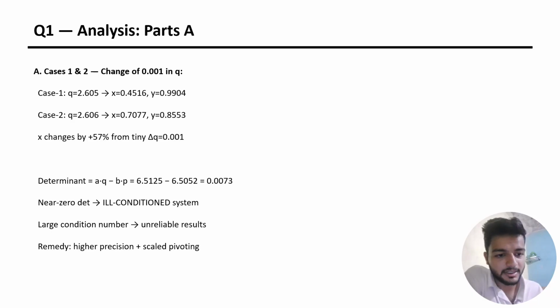So the determinant is equal to aq minus bp, which is equal to 0.0073, near 0. Thus it is an ill-conditioned system. A large condition number gives unreliable results. Remedy: we will be using higher precision and scaled pivoting.